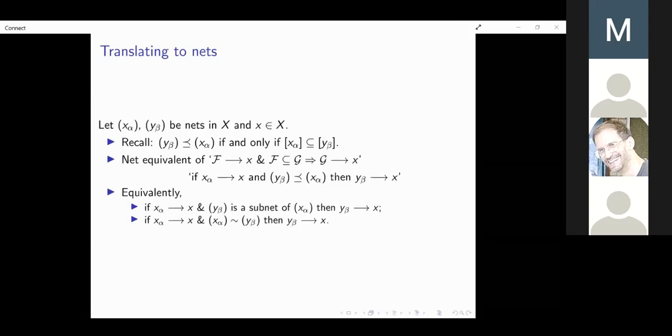A subnet of a convergent net is convergent, and if x_alpha converges to x and is tail equivalent to y_beta, then y_beta converges to x. Right, so this second condition here is already captured in the one formulation we have above.